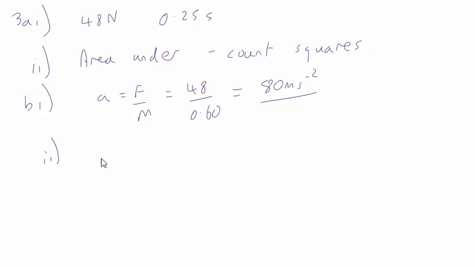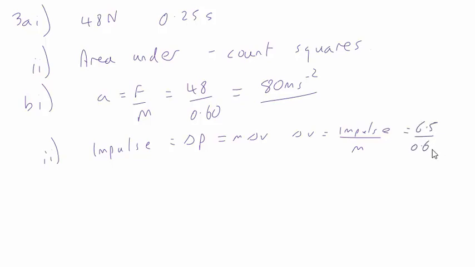For the final speed of the ball, we know that impulse is equal to change in momentum, which is mass times change in velocity. So change in velocity is equal to impulse over mass, which is 6.5 over 0.6, which gives a change in velocity of 10.8 meters per second, or 11 meters per second.